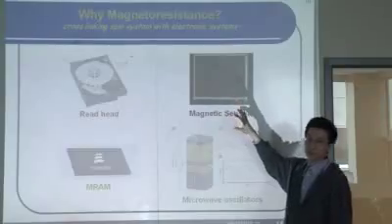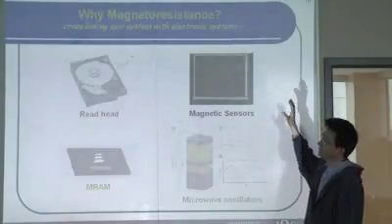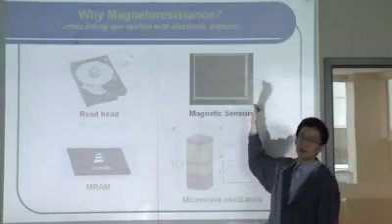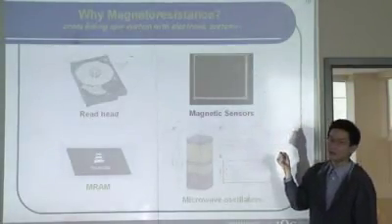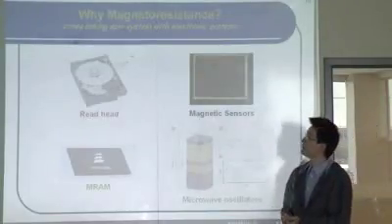Because of the sensitivity of these magnetoresistance devices, they can be used to map out a magnetic field distribution outside, for example, a silicon chip. You can use this information to reconstruct what the current flowing is inside the chip. This is a non-destructive way to look at what's happening inside the IC chip.